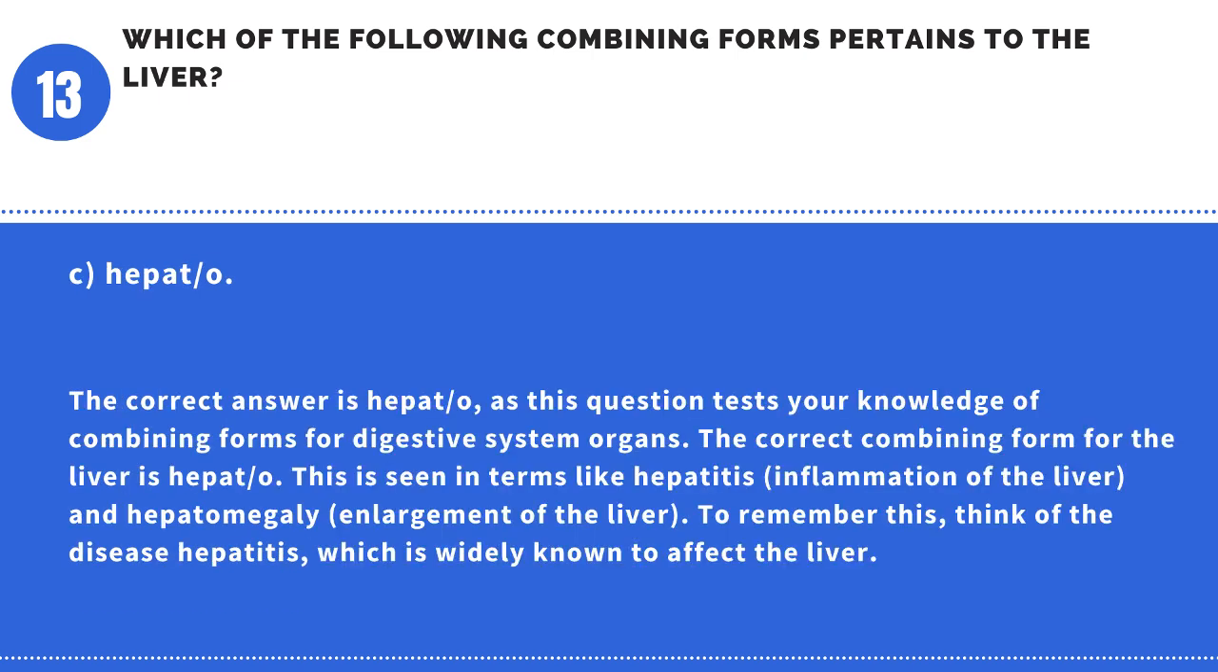Answer, C. Hepat/O. The correct answer is hepat/O, as this question tests your knowledge of combining forms for digestive system organs. The correct combining form for the liver is hepat/O. This is seen in terms like hepatitis, inflammation of the liver, and hepatomegaly, enlargement of the liver. To remember this, think of the disease hepatitis, which is widely known to affect the liver.